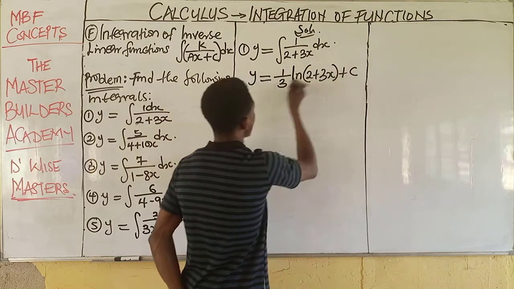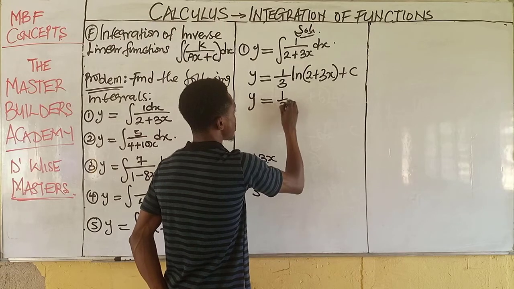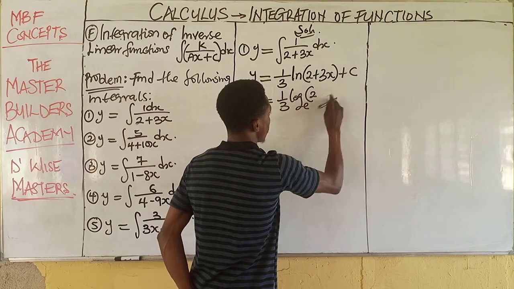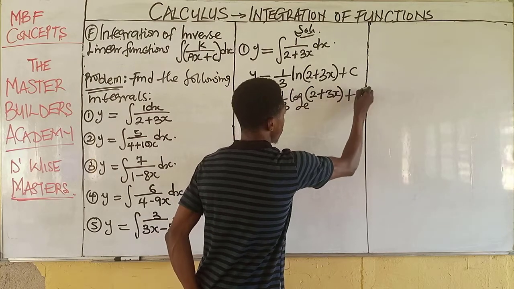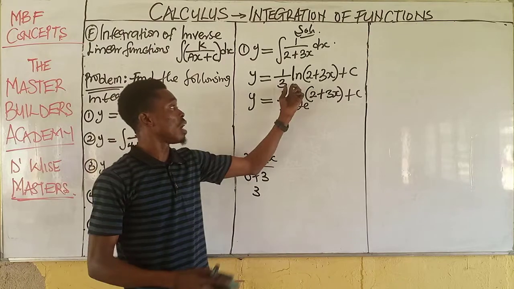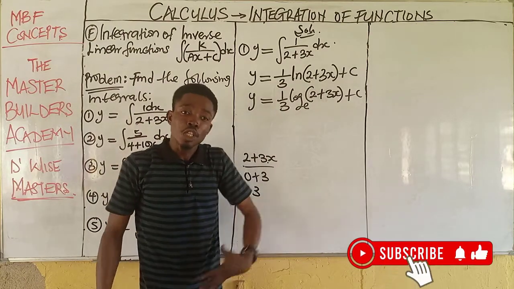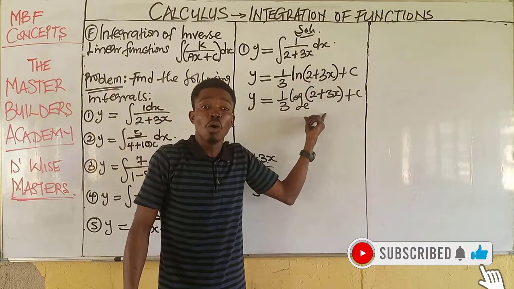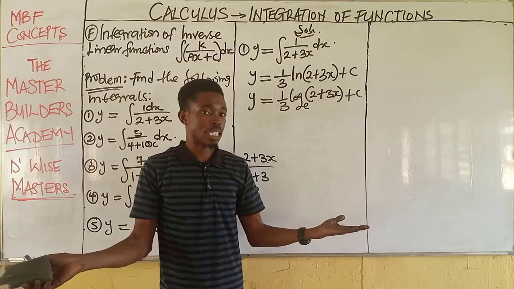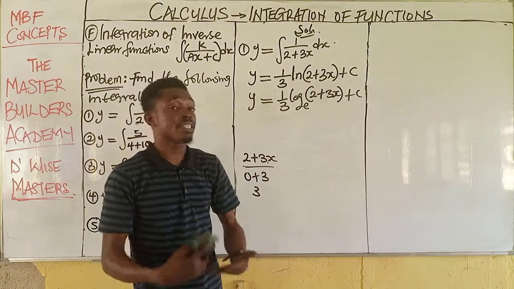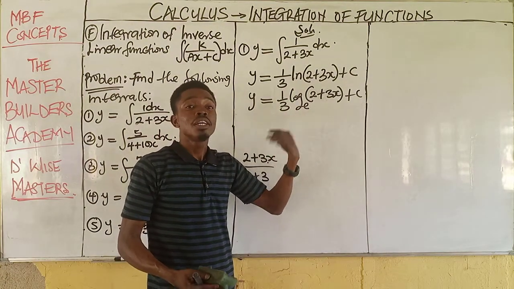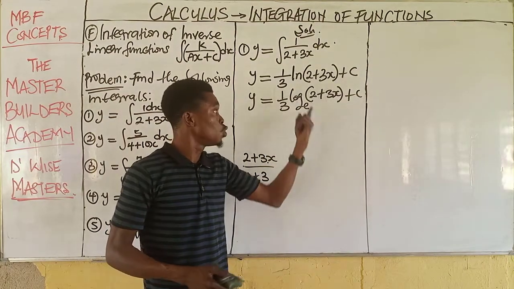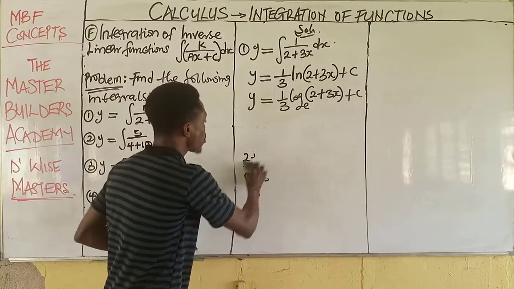Plus c. And of course, you know that this is equally the same as log to base e of 2 plus 3x, plus c. You can decide to use any one. Now, since this is objective, your options will tell you whether you will leave your answer using ln or log to base e. It's as simple as that. So this and this are the same. Whether you use ln or log, they are the same thing. So if this is understood, now let's look at question number 2.